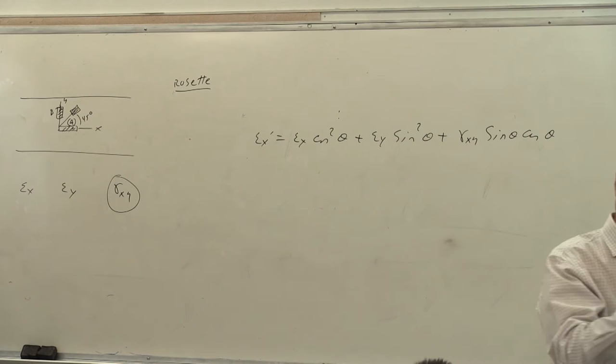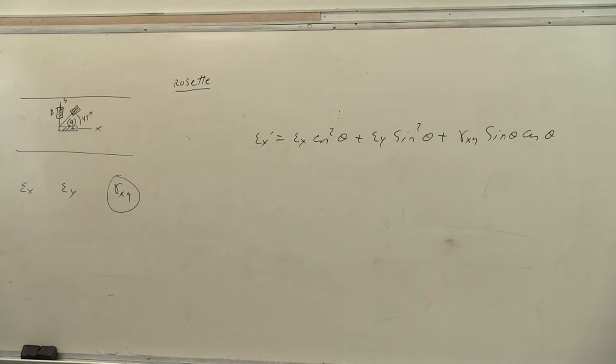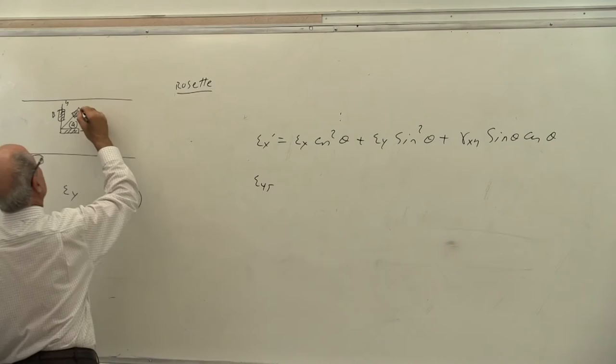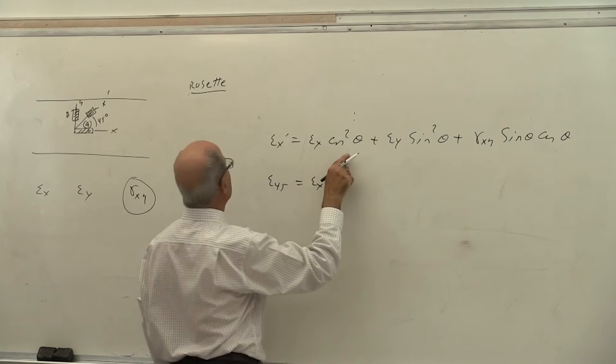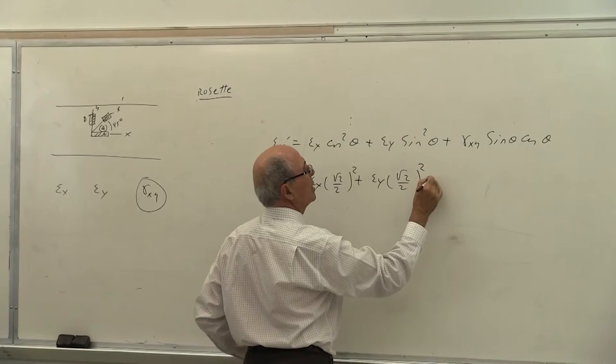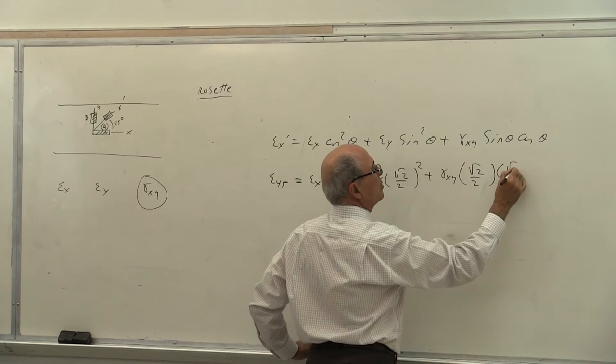But this was the equation that came up from the process. So let's use it for gamma. Here you say epsilon at 45 degrees, because that is the one you are measuring, yes or no? Your epsilon x prime at 45 degrees is equal to epsilon x times cosine of 45 squared, which is square root of 2 over 2 squared, plus epsilon y times square root of 2 over 2 squared, plus gamma xy times square root of 2 over 2 times square root of 2 over 2. Those are sine and cosine of 45.